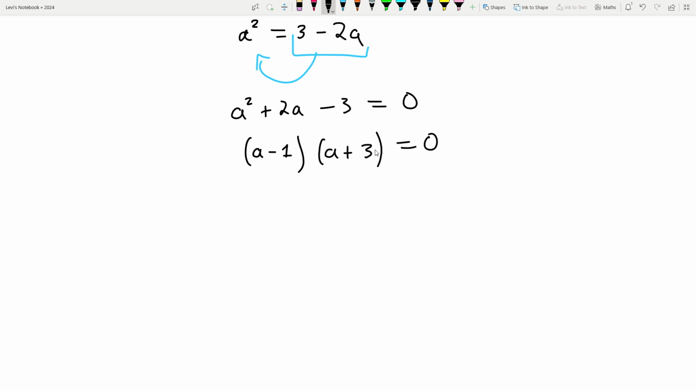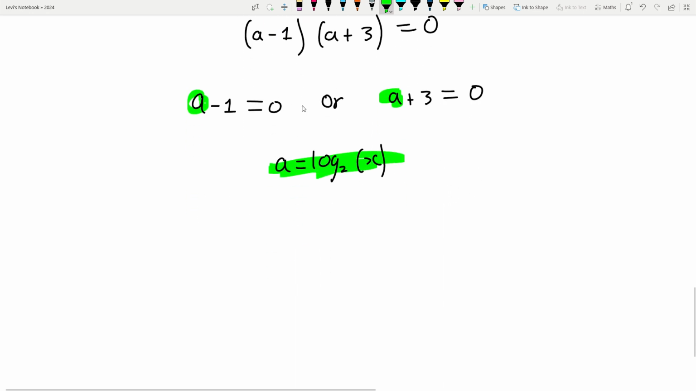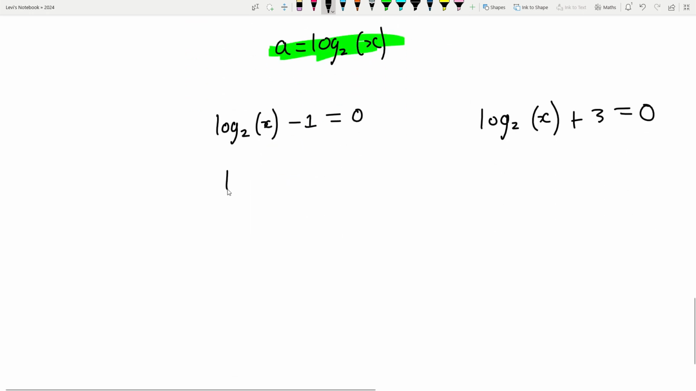Now since that's equal to 0, this means a minus 1 is equal to 0, or a plus 3 is equal to 0. Now since, remember, a is equal to log base 2 of x, we have to now put this back into the equation. So this goes into here and here. So you're given two different equations. You have log 2 of x minus 1 equals 0, and you have log base 2 of x plus 3 equaling 0.